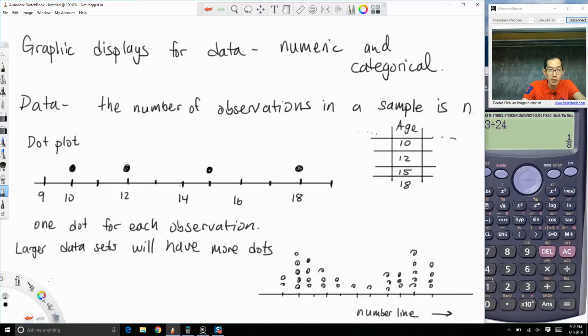Okay, and so this gives us an idea of what values appear in our data set. If we were to put numeric values on our number line, 10, 11, and 12, etc., we can see that the values 11 and 12 are much more common than these values over here, and these values over here are also quite common. So we can get an idea of the frequency of the values in our data set.